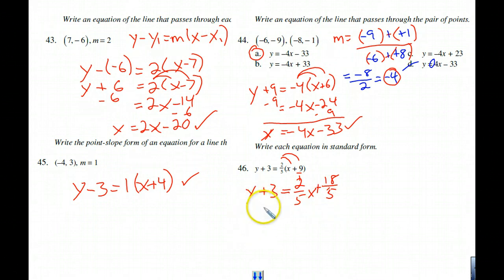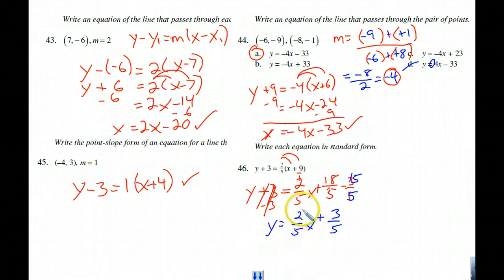And let's go ahead and subtract 3 on both sides, or 3 over 1. Let's see, 18 over 5 minus 3 over 1. You need a denominator of 5, so let's multiply the bottom by 5 and the top by 5. 3 times 5 is 15. And then 18 minus 15, excuse me, is 3/5. We have y equals 2/5 x plus 3/5. Again, don't worry about standard form or converting to it. You won't have to do that here.